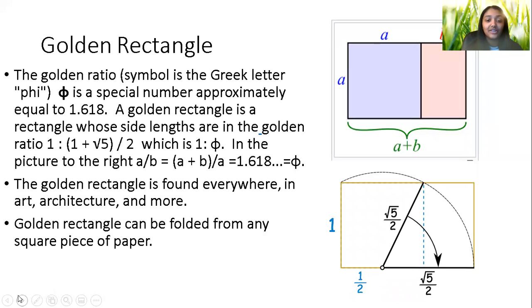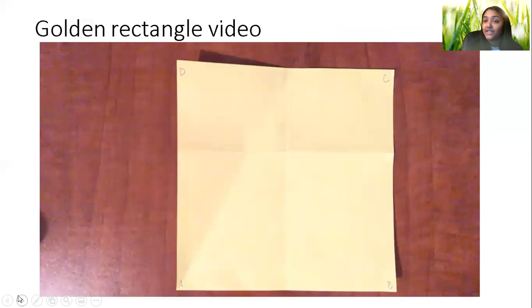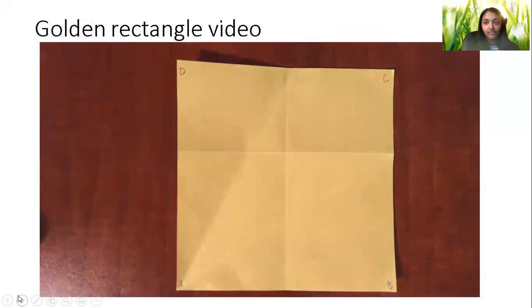The golden rectangle is found everywhere, in art, architecture, and more. The golden rectangle can be folded from any square piece of paper. This is a video of me demonstrating how to and proving it. In this video, I'm going to show you how to make a golden rectangle from a square sheet of origami paper without a ruler or a scale.